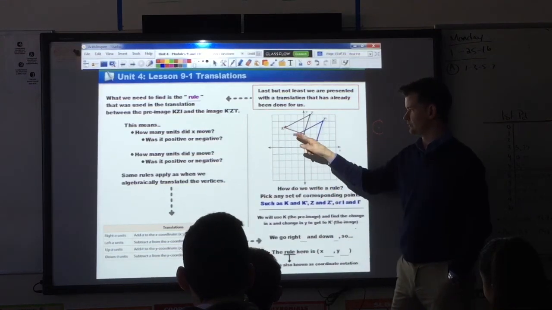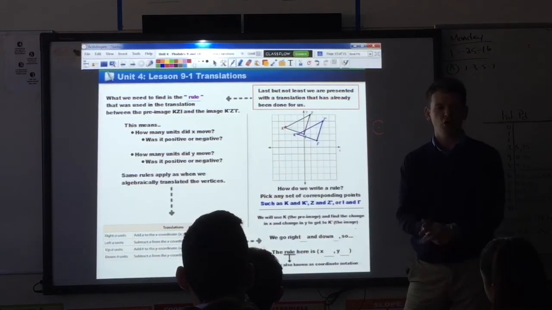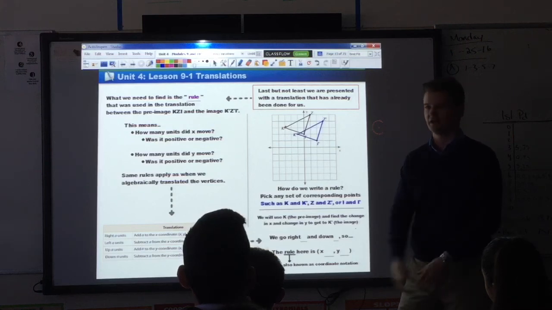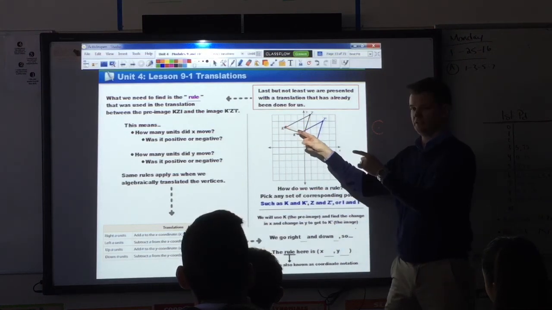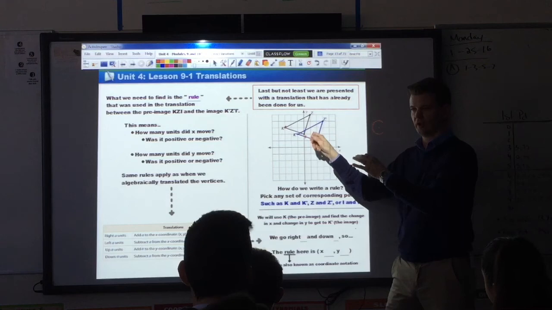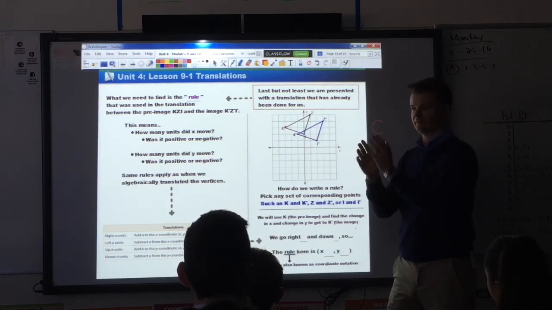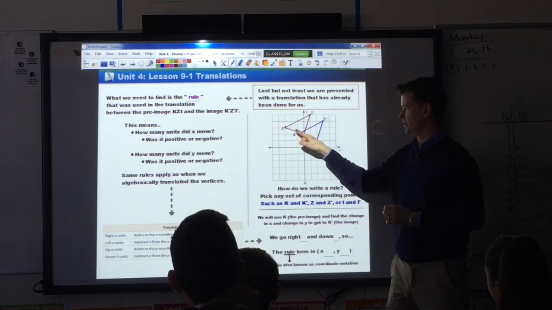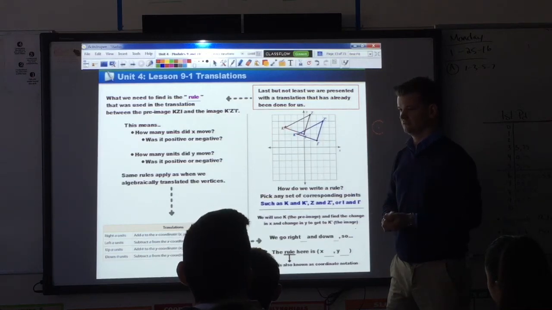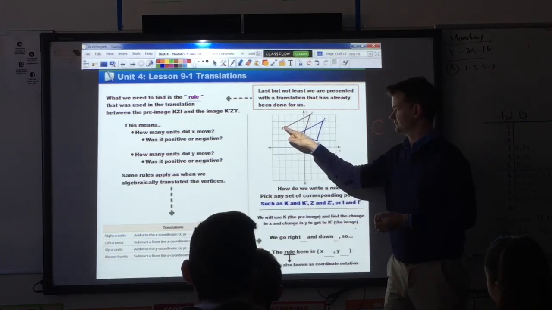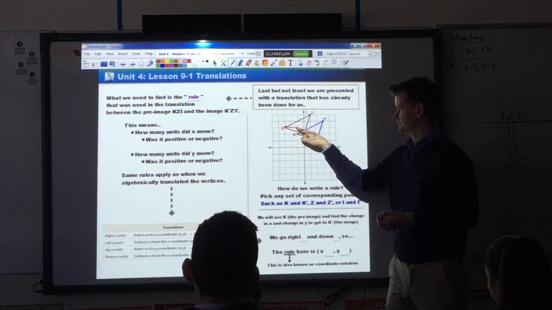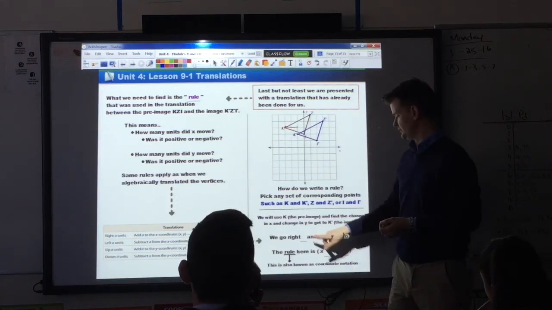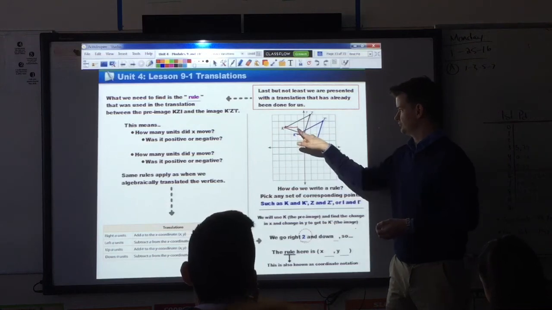So we pick a set of corresponding points, K and K prime, and all you have to do is identify how you get from here to here. Do I have to go up, down, right, or left? We always want to go right or left first. So Cedric, to get from K to K prime, you have to go right or left? Right. How many spots? 2. So I have to go right 2, and then down 1.